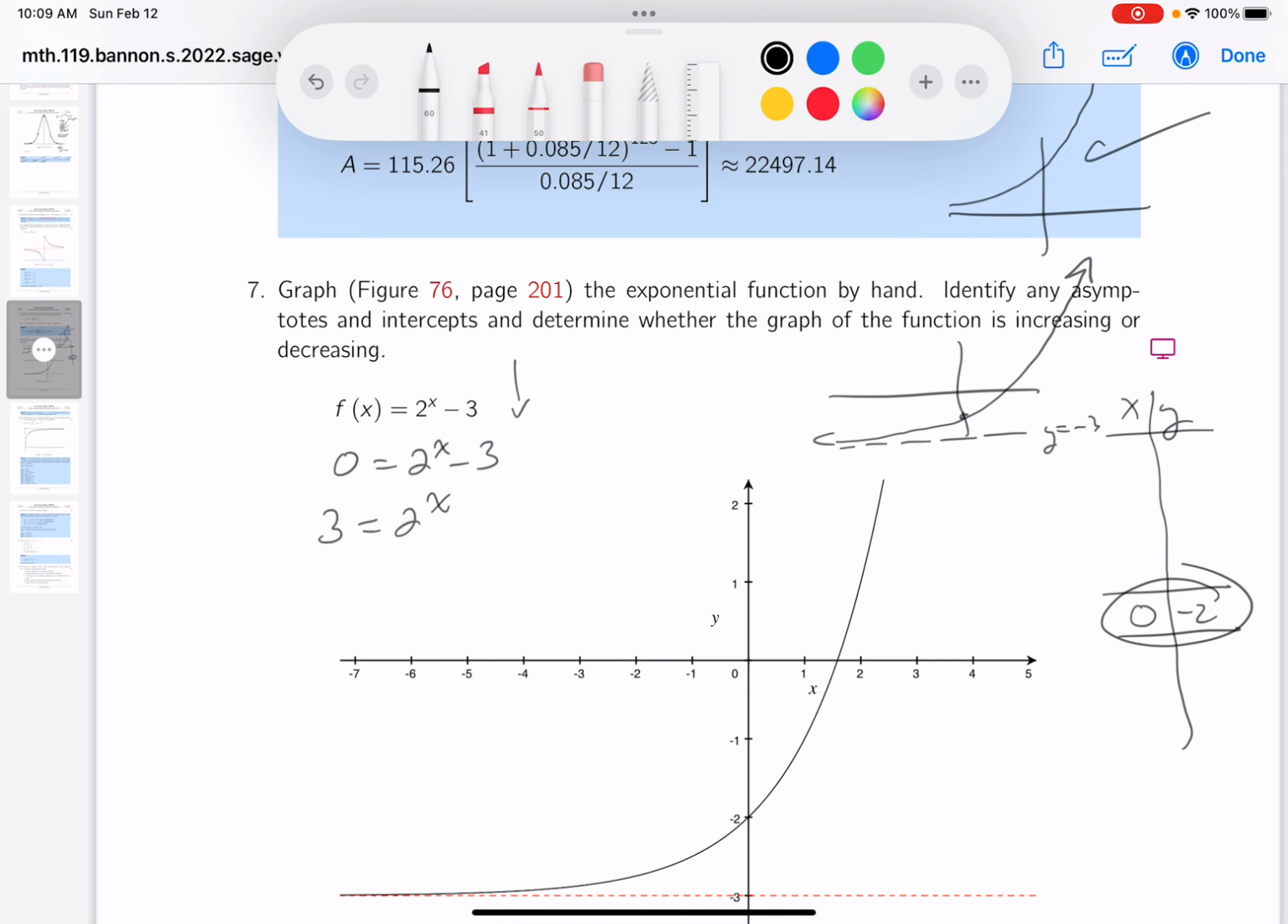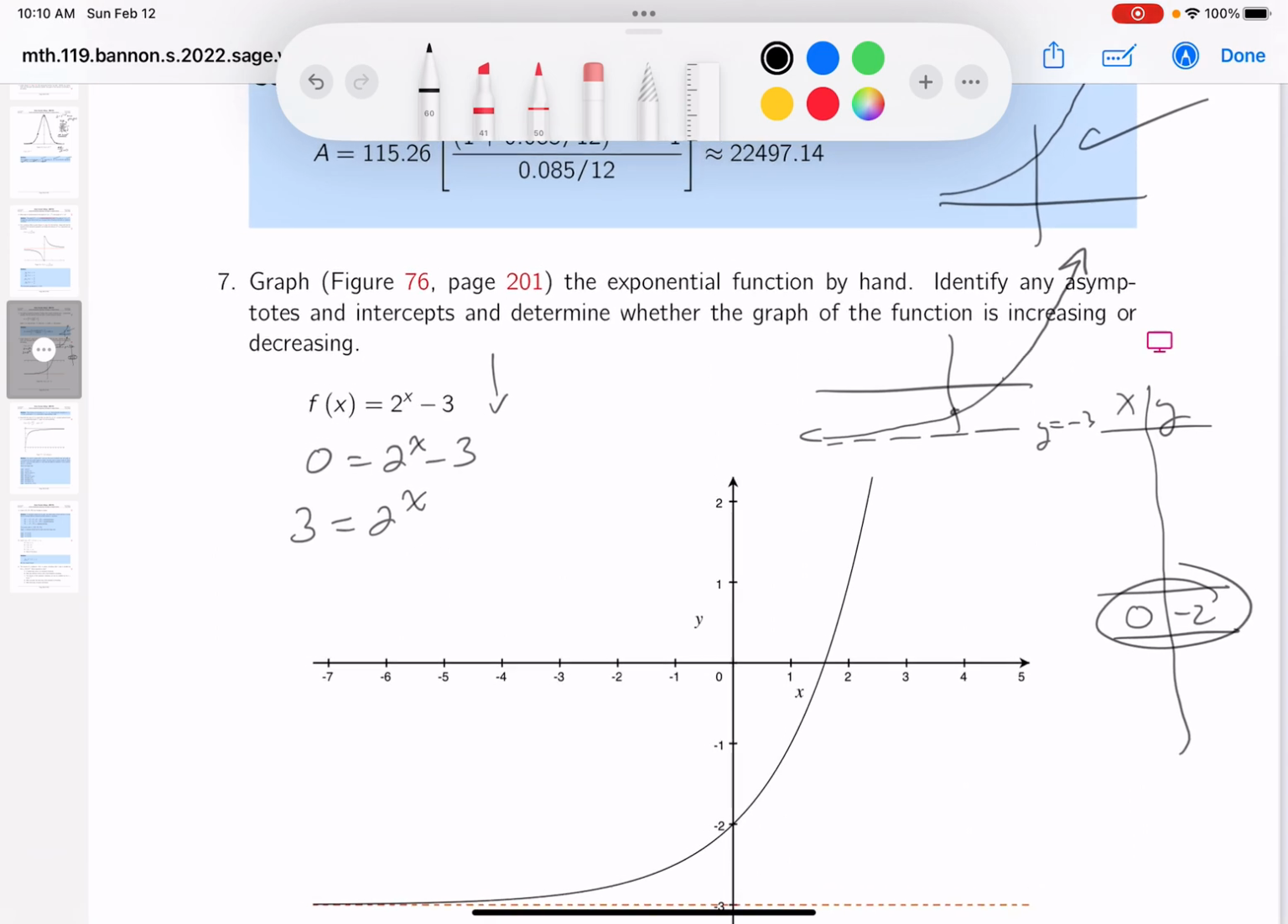But I do know it's somewhere between 1, because 2 to the first power is 2, and 2, because 2 to the second power is 4. All right, so I know it's between 1 and 2. I don't know what the number is, by the way. Could you do it? You could figure the number out, but it's going to require logarithms. So I'll just simply say somewhere between 1 and 2, but I'm not going to really narrow that down. So basically I have 1 point, an asymptote, and that's about it, and a general shape of it.